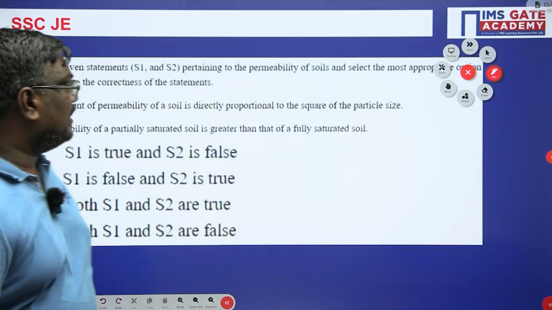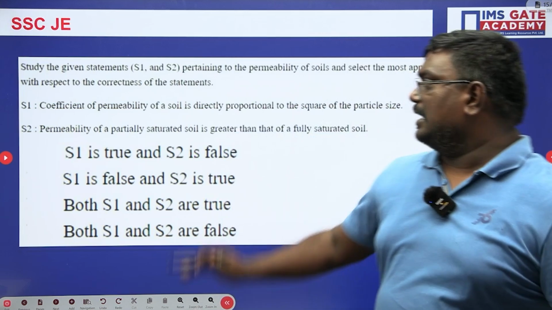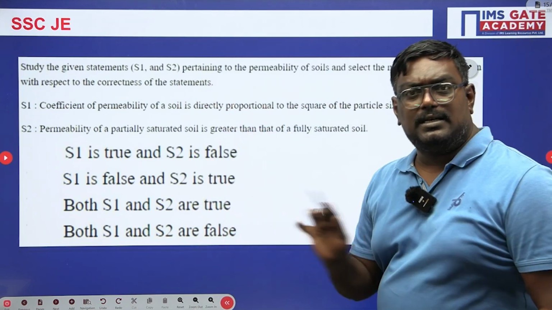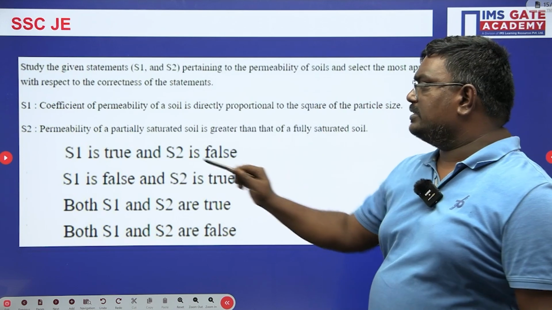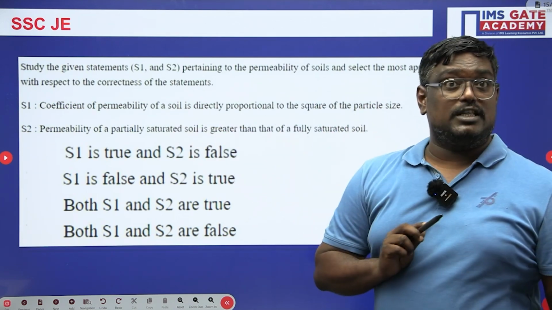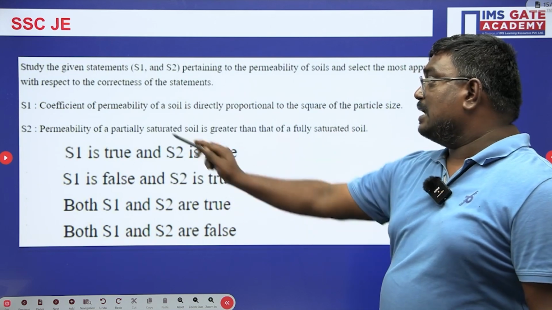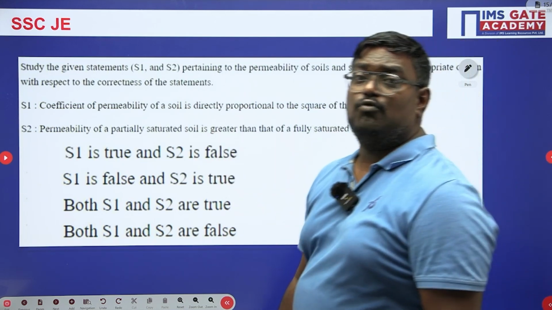Now see students, we have another beautiful question. Let me tell you what the question is. Study the given statements S1 and S2 regarding the permeability of soils. S1: The coefficient of permeability of a soil is directly proportional to the square of particle size. S2: Permeability of partially saturated soils is greater than that of fully saturated soils.